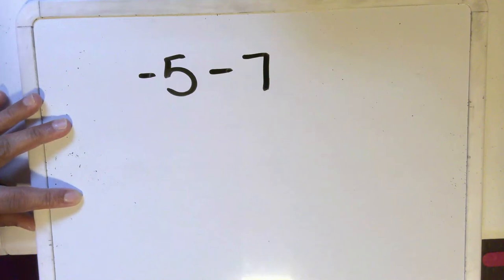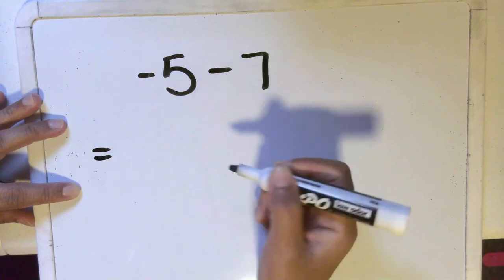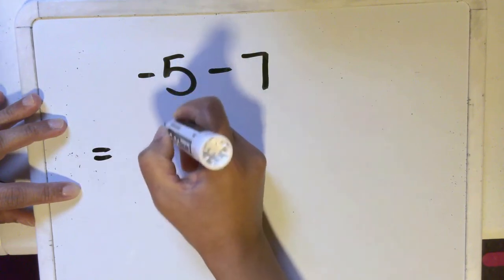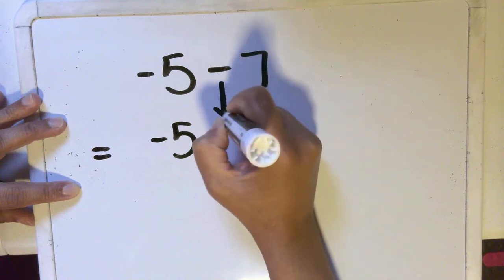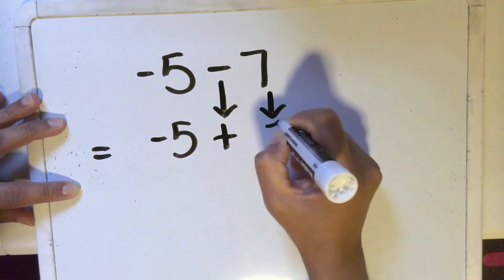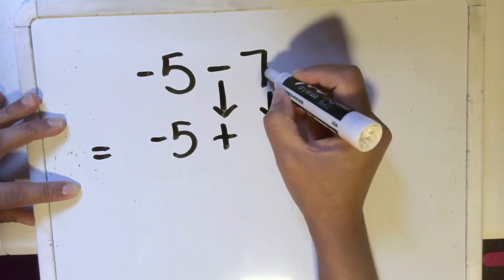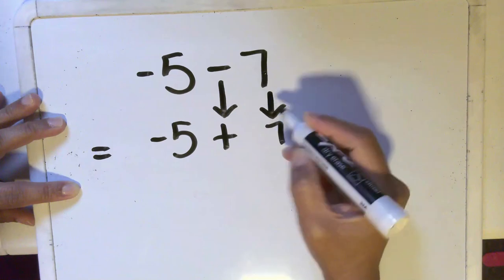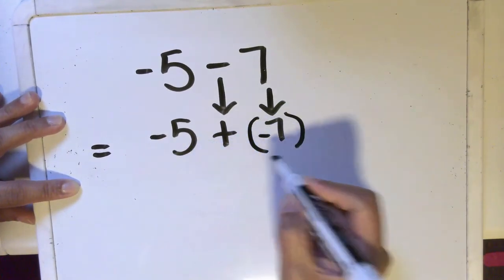Let's say instead of 5 minus 7, we have negative 5 minus 7. Again, the procedure is very simple. Copy the first number, which is negative 5, change subtraction into addition, and then copy the second number, except change the sign of the second number into its opposite. This is positive 7, so we're going to change it to negative. So now we have negative 5 plus negative 7.